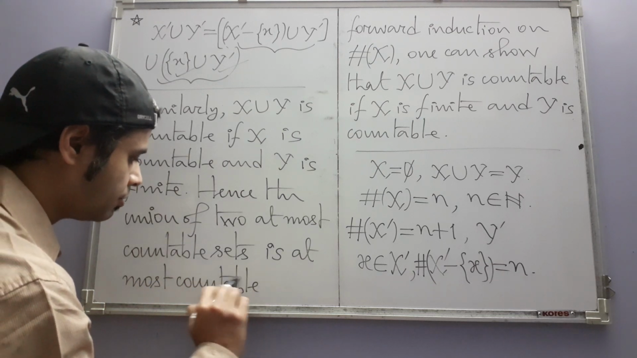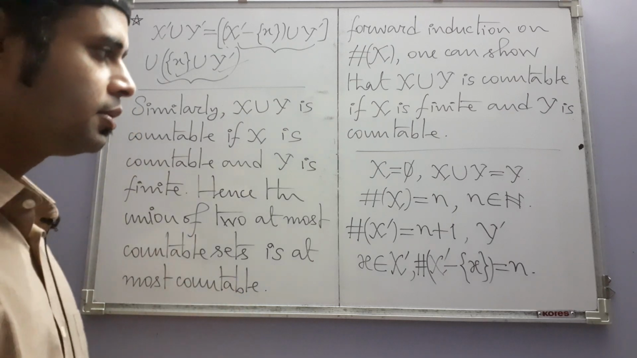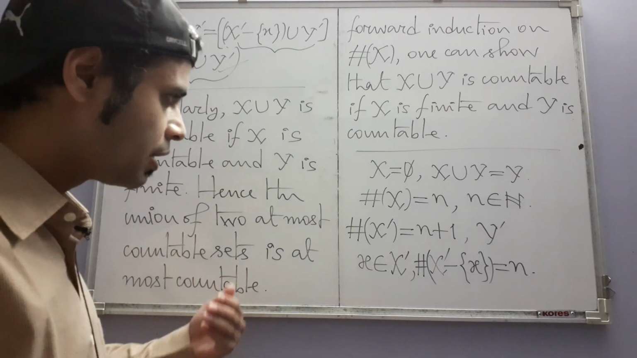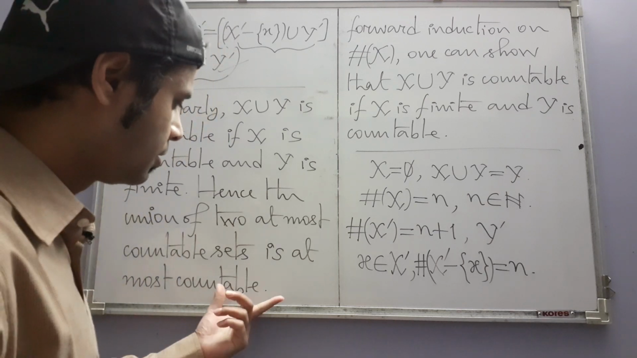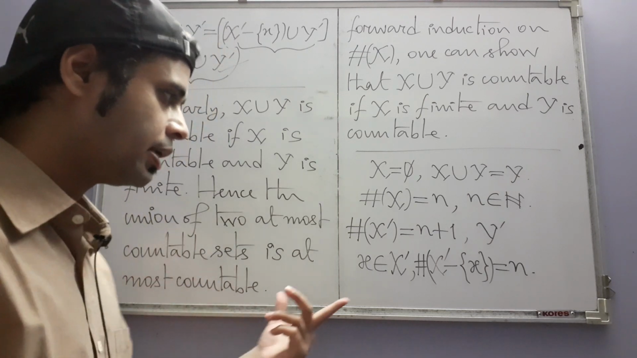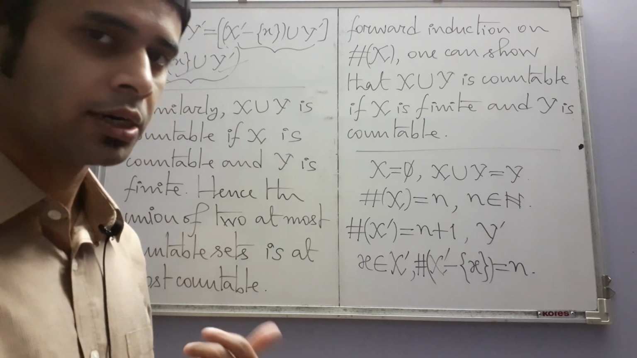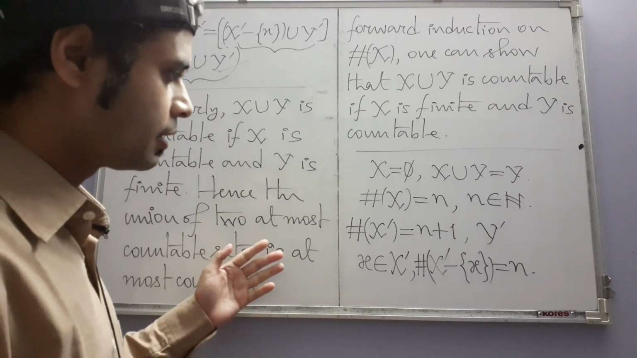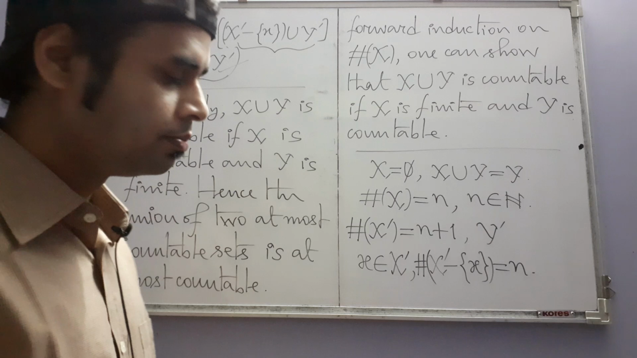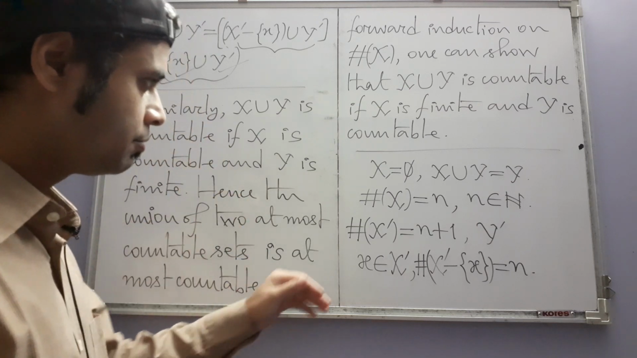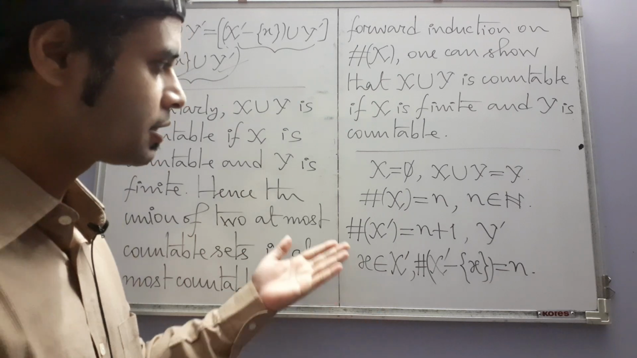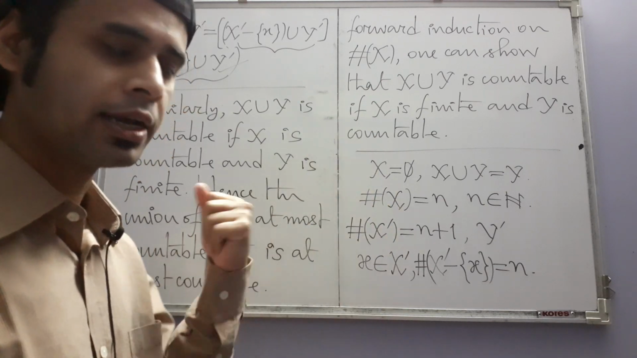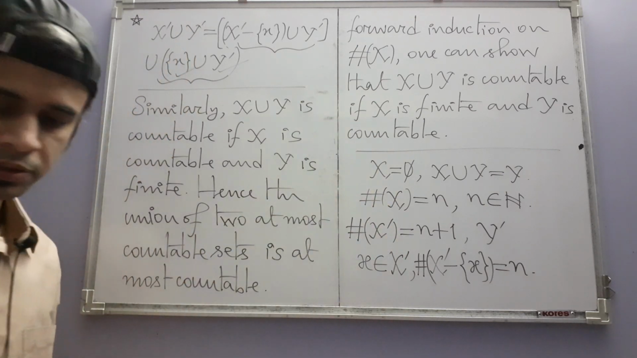But why are we looking at two sets? That's because this will itself give rise to another induction argument where now we will be able to take any finite number of at most countable sets in an extremely straightforward way. Using this fact, you can just simply proceed somewhat like this for the next thing.